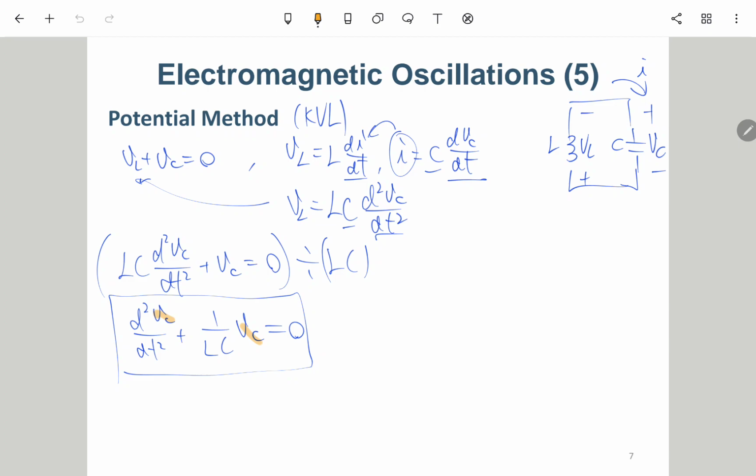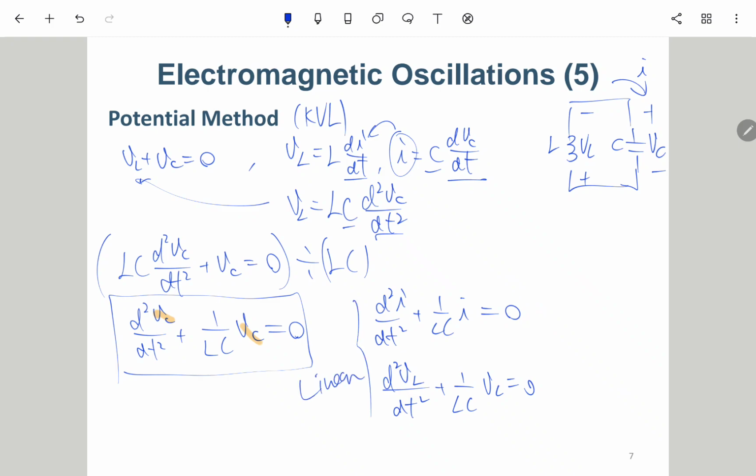Actually, if you take any variable in this circuit, you can also write it as d²I/dt² plus 1 over LC times I equals 0. Or maybe you can also write d²VL/dt² plus 1 over LC VL equals 0. This is due to this being a linear system. No matter how you change the variable, they're the same.